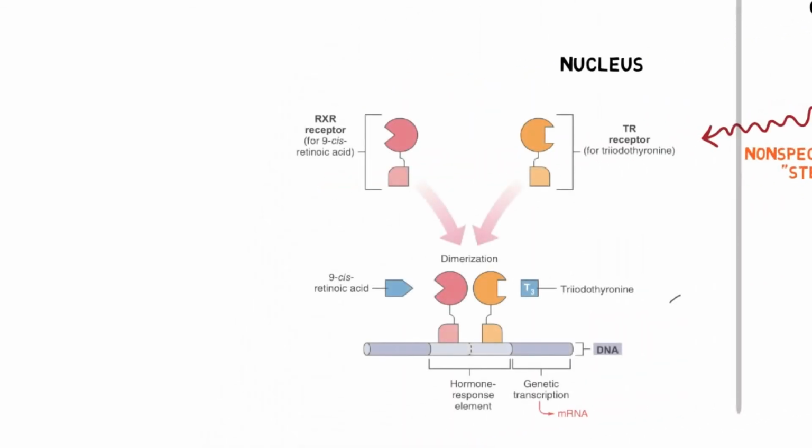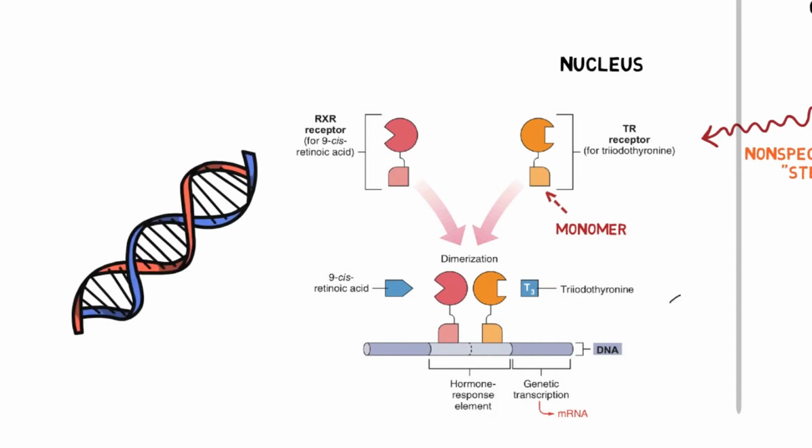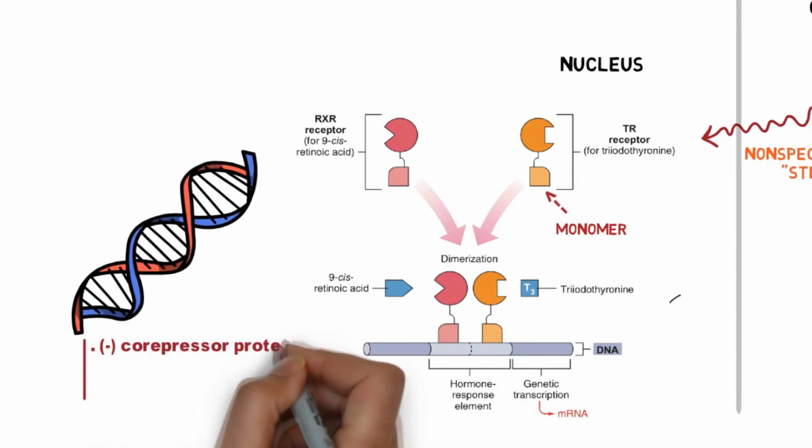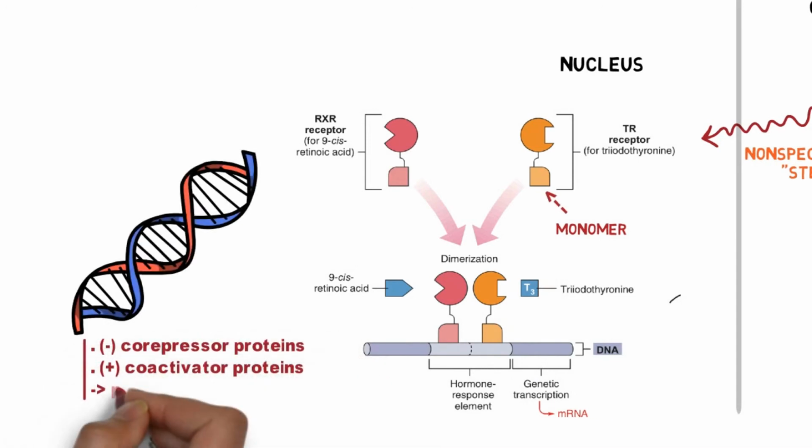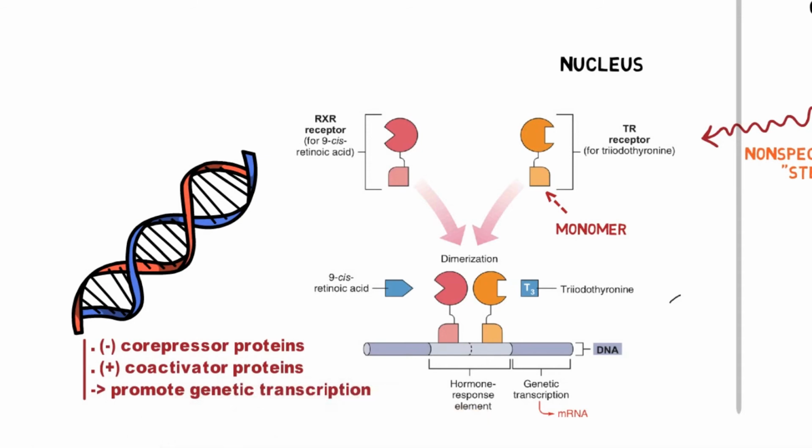Once inside the nucleus, T3 binds to its receptor and alters the shape of the complex, forming a monomer structure, which enables removal of co-repressor proteins and recruitment of co-activator proteins that promote genetic transcription. However, T3 does not work alone, because the thyroid hormone response element on DNA has two half sites, and the thyroid hormone monomer binds to only one of the half sites.